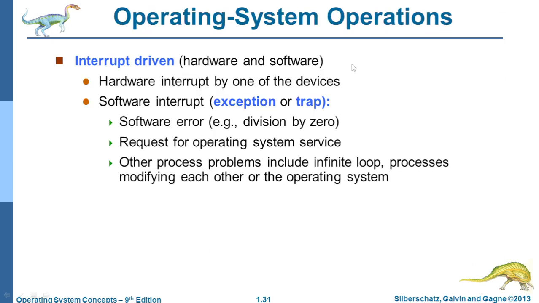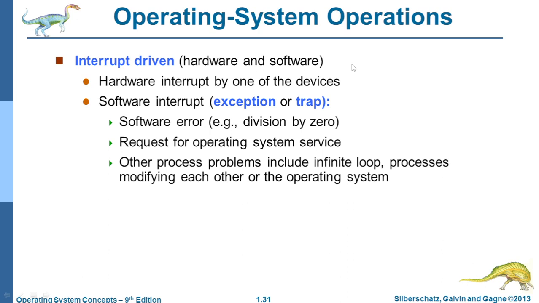So the operating system is interrupt driven. We already said that the operating system is interrupt driven. So what is an interrupt? An interrupt is basically when we say the operating system is to stop a program. This is called an interrupt.